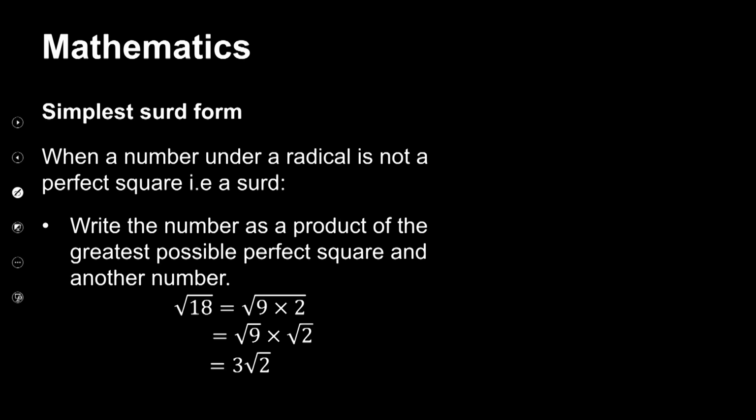We also have the second last thing, which is simplest surd form. This simply means that if the number is not a perfect square inside the radical, you need to write it as a product of the greatest possible perfect square and any other number. And my example here is root of 18, which is the same as root of 9 times root of 2, which then ends up being 3 root of 2.